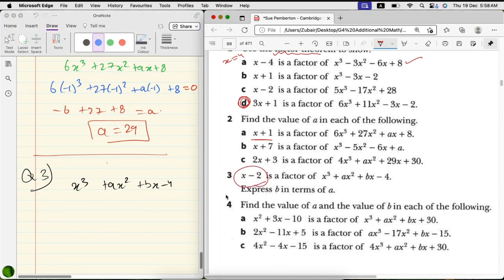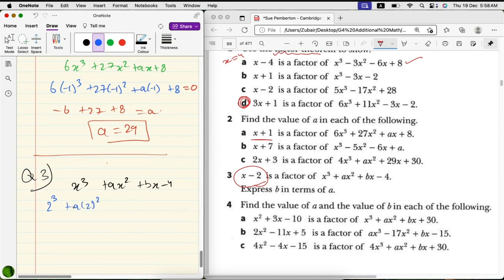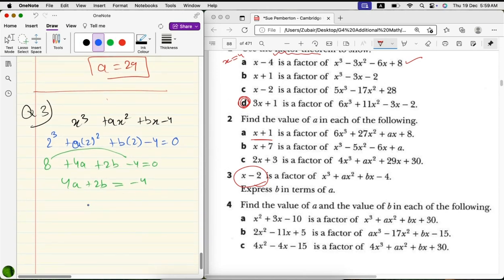And we are substituting x equals 2. 2 cube plus a into 2 squared plus b into 2 minus 4 is equals to 0 because it is a factor. 8 plus 4a plus 2b minus 4 equals to 0. We get 4a plus 2b is equals to minus 4. Express b in terms of a, making b the subject. 2b is equals to minus 4a minus 4 dividing by 2, minus 2a minus 2.